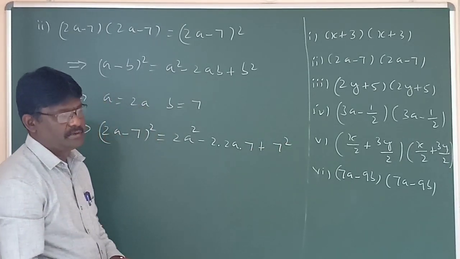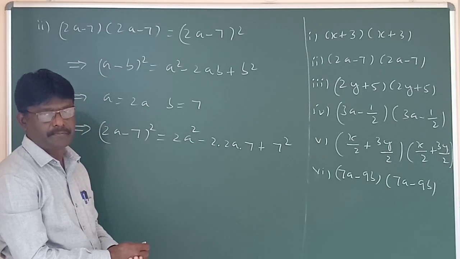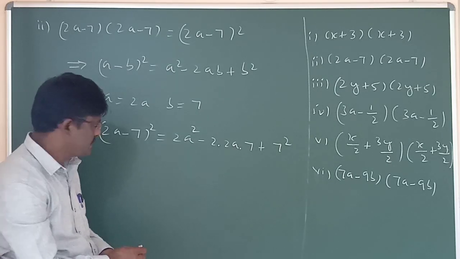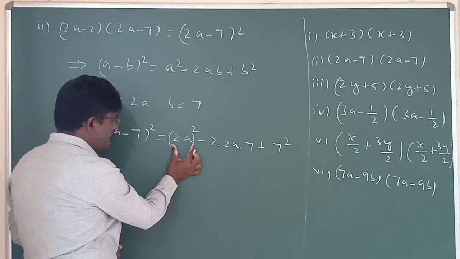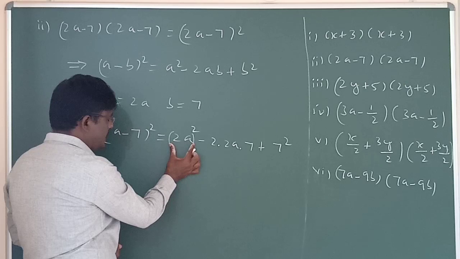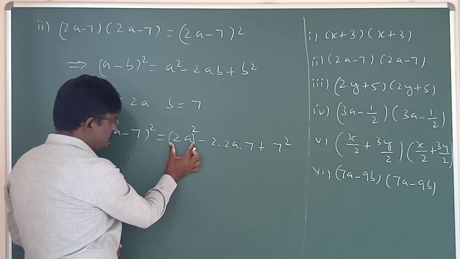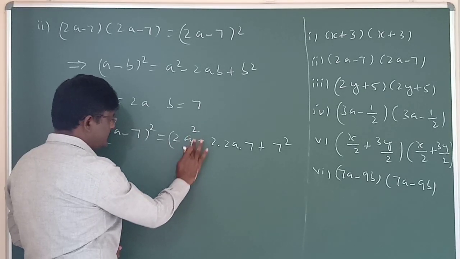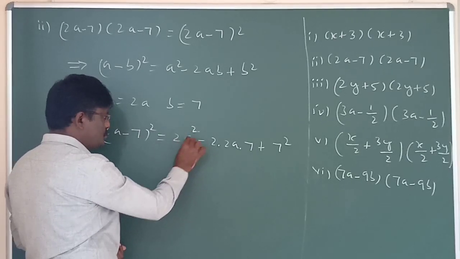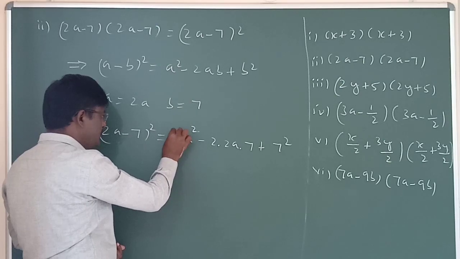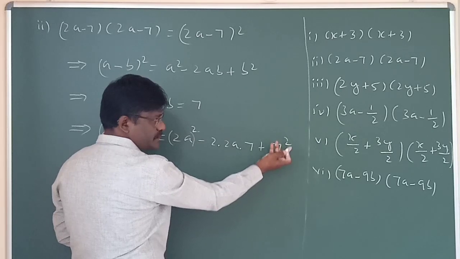Here children, on the right side, what mistake is done? Can you identify the mistake? See here, it should be (2a) whole square. Whenever we have a coefficient like that, it is a must to keep it within the bracket whole square, because if it is simply 2a square, that square will be only for a, not for 2. Here a square means the complete first term squared. Is that clear? But even here 7 square, no need to use the bracket, only one term.